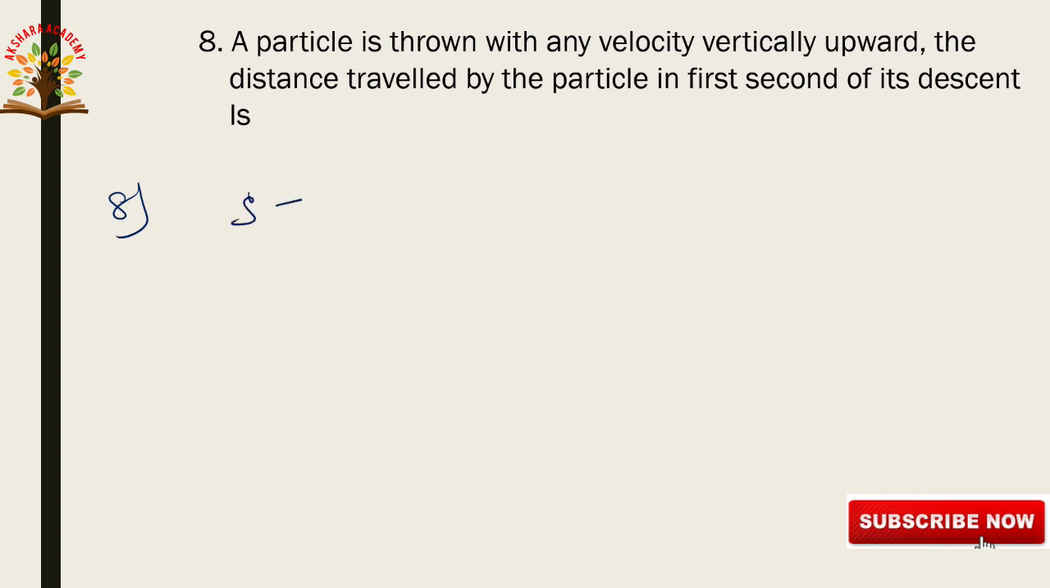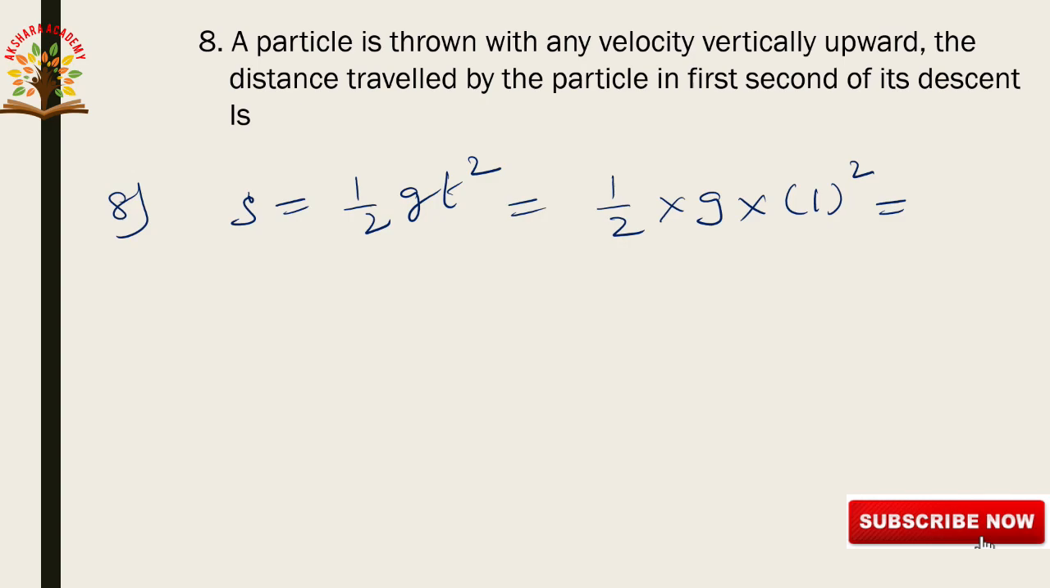Here s is equal to half g t square, that is equal to half into g into t square, where t is equal to 1 second, so 1 square, which is g by 2. Therefore, the distance travelled by the particle in the first second of its descent is s equals g by 2.